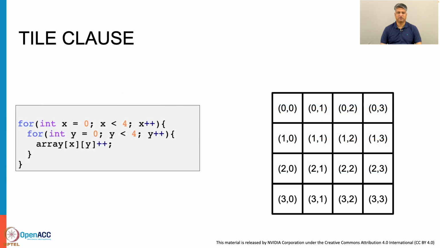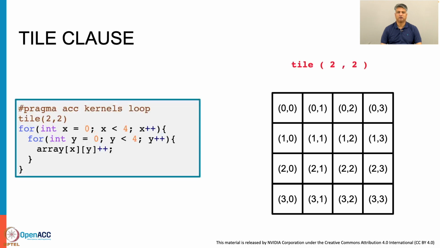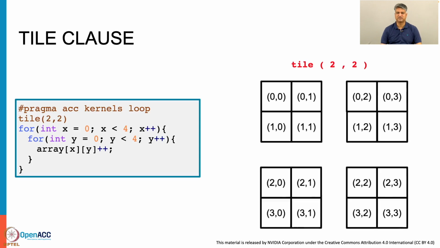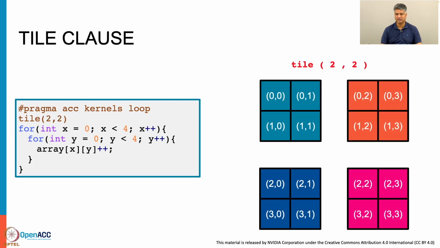So what's going to happen? If I take the tile clause here, let's assume that we are doing a 4 by 4 tile. If you say I want to tile it 2 by 2 for these 2 loops, not 3 nested loops in this case, what essentially is going to happen is that the compiler will break it up into 4 tiles, each will do one of the colored regions.